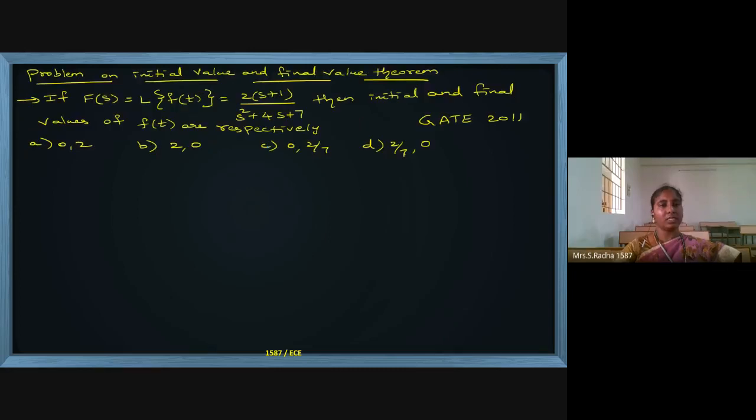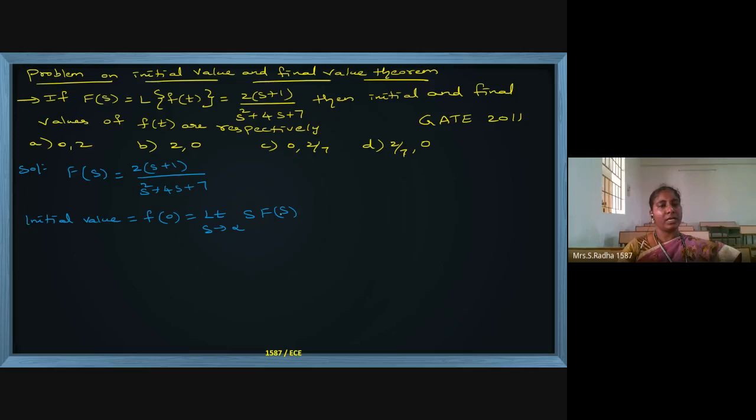Now I am going to the initial value and final value theorem. Okay, a problem. F of s, the Laplace transform of f of t, is given. It is 2 into s plus 1 divided by s square plus 4s plus 7. Now the first thing is find the initial value. So how to find the initial value? We have the formula. Initial value is nothing but, in time domain, f of 0, which is limit s tends to infinite s into f of s.